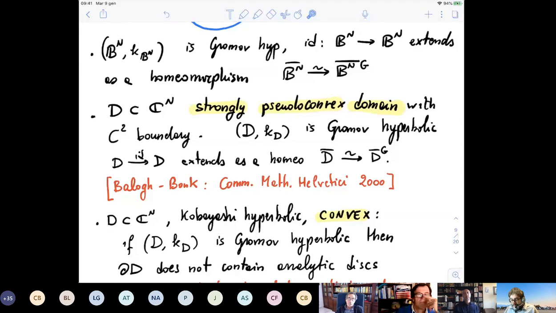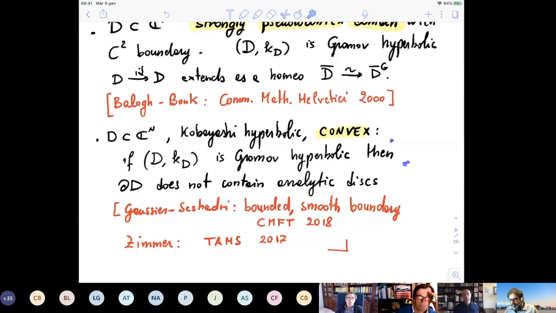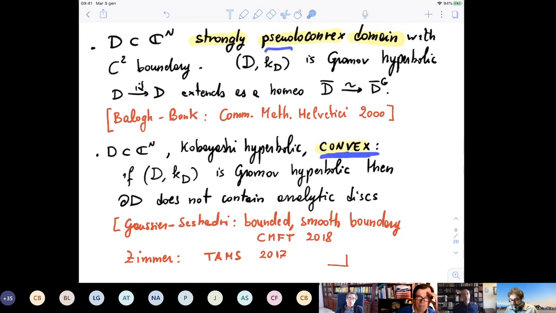Also, in there is this result, which is, I think, very interesting. If you have a convex, so not pseudo-convex, but convex domain, which is Gromov hyperbolic, and when I talk about Gromov hyperbolic, I always mean using the Kobayashi metric, okay? So if you have a convex domain which is Gromov hyperbolic, then the boundary might not be regular. Here I'm not assuming any regularity of the boundary, not even the domain to be bounded. What you can prove is that the boundary does not contain any analytic disk.